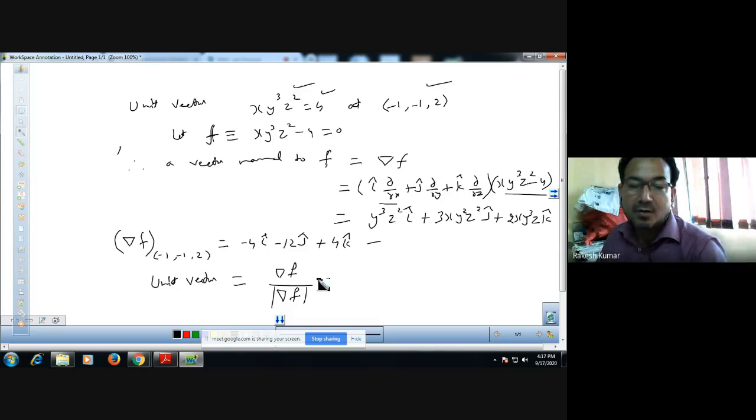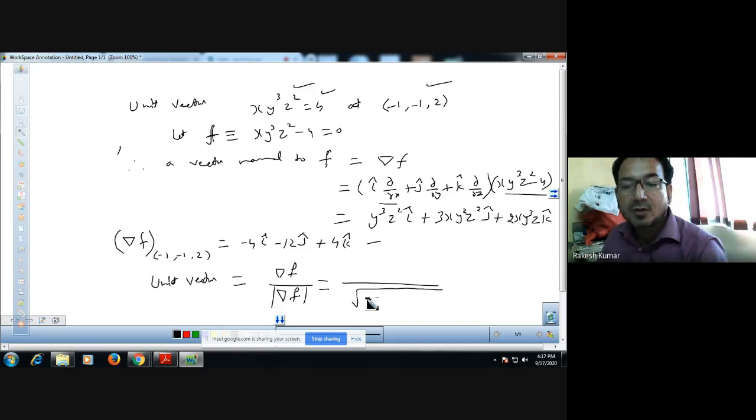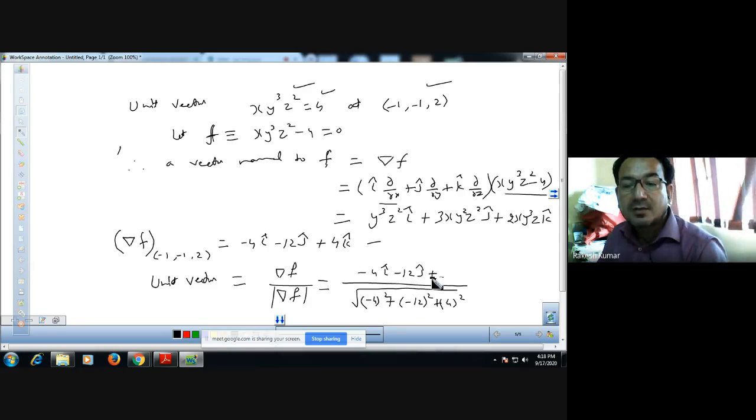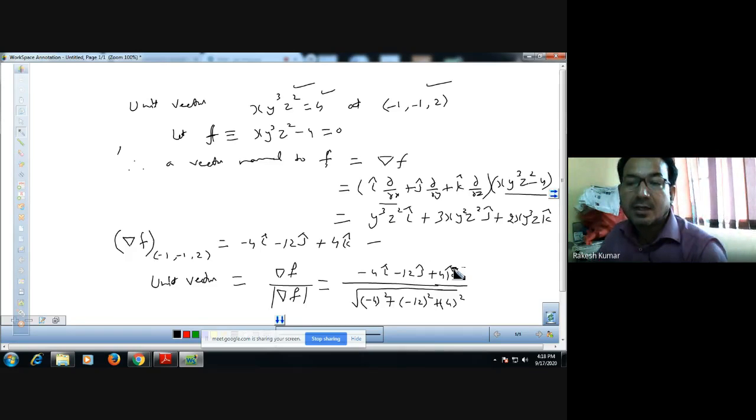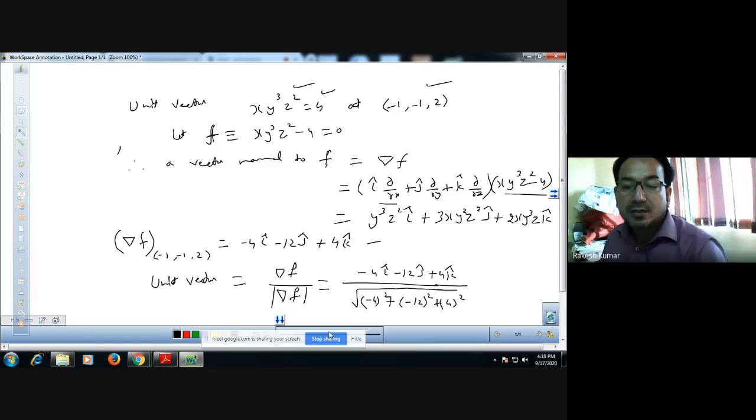Magnitude means the modulus of the vector quantity. So the modulus will be the square root of (-4) square, that is the coefficient of i cap squared, plus the coefficient of j cap squared and the coefficient of k cap squared. And in the numerator, you just have the gradient of the vector, that is -4 i cap minus 12 j cap and plus 4 k cap. Now this is your unit vector normal to the given surface.